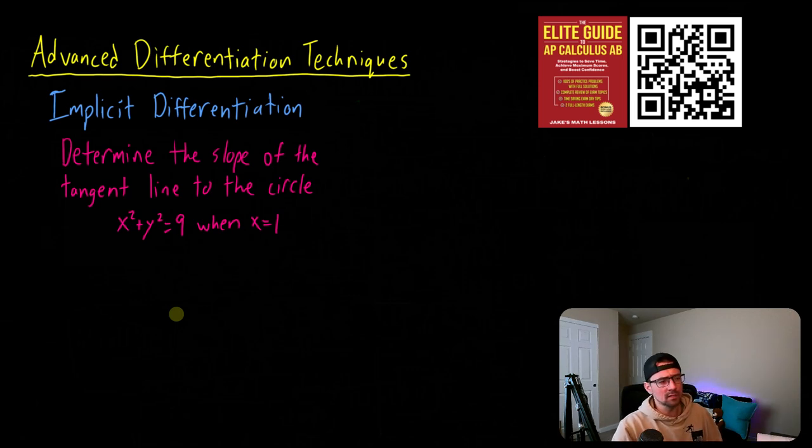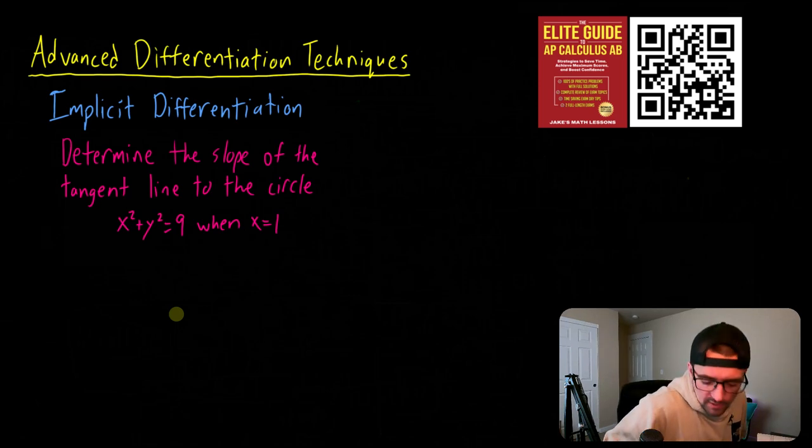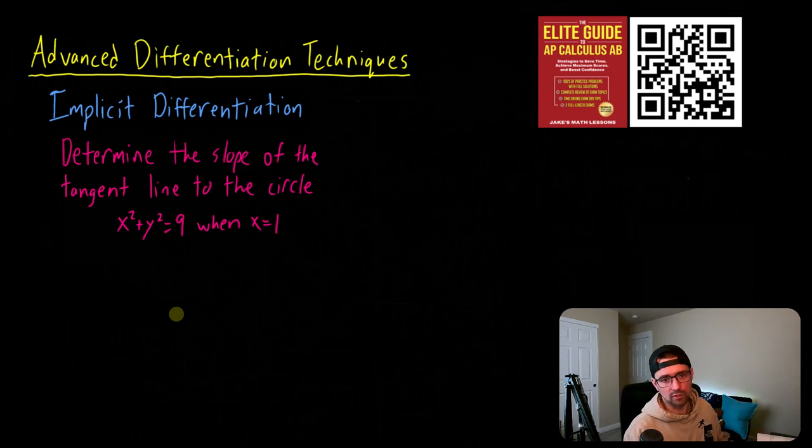So I think this is actually going to be a topic that is most easily explained by just simply jumping right into the problem. So let's go ahead and start with this one right here. Determine the slope of the tangent line to the circle x squared plus y squared equals 9 when x equals 1. So in this problem, we're being asked to find the slope of a tangent line to a given function.